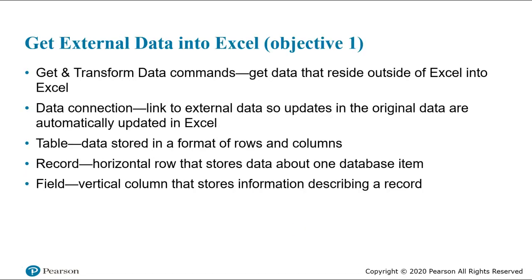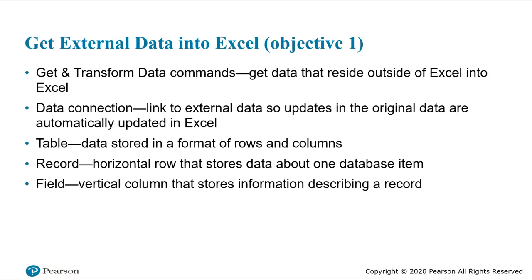So how do we get external data into Excel? We do this by using the Get & Transform Data group commands. These commands enable us to bring data from an Access database, from the web, from a text file, from an XML file. We can also get it from other sources, such as a database on SharePoint or SQL Server. It could also be an external data feed. And we are able to bring the information into Excel without repeatedly copying the data. We do this by establishing a data connection.